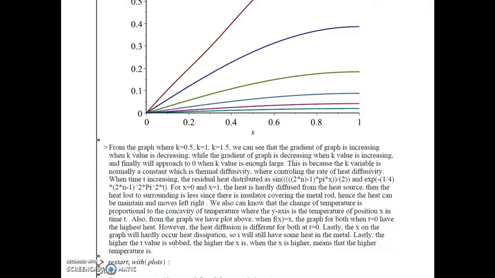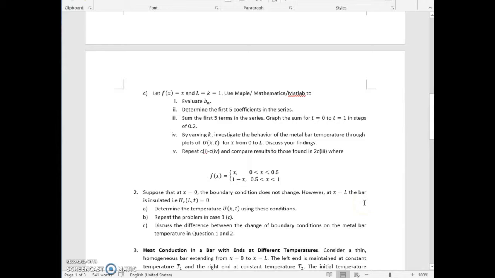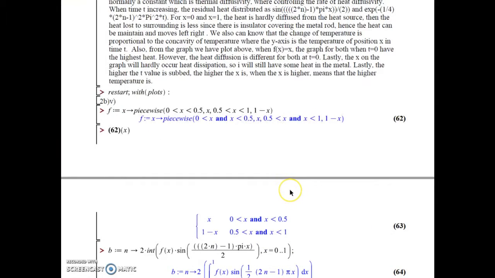Thank you. Hi, good afternoon. Now I'm going to talk about another part of my question, which is the C part of question 5, which is to repeat C1 to C4 and compare the results to those found earlier. I think this is a wrong question, so let's ignore this. What they want us to repeat is to use this piecewise function and apply it into the coding that we have used just now. Okay, so let's start.